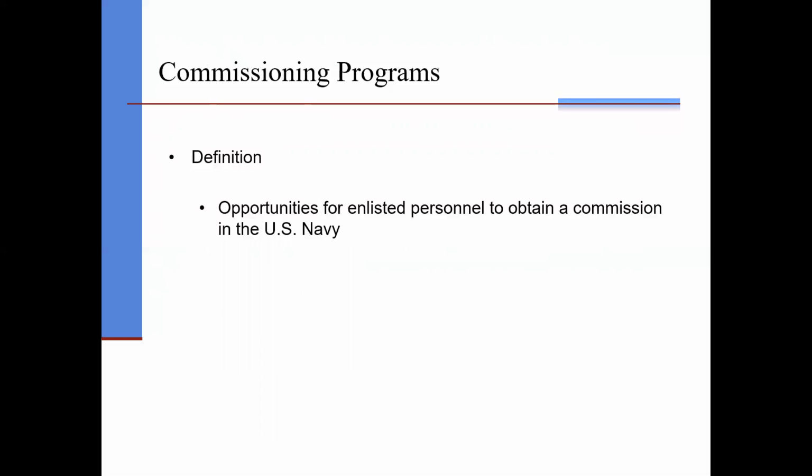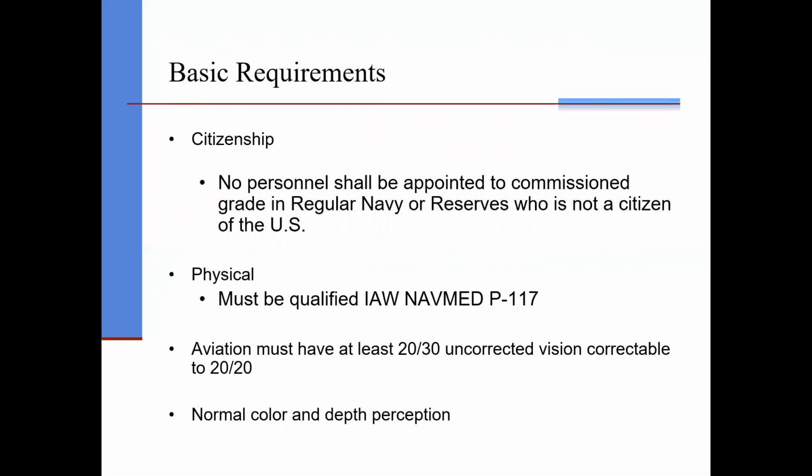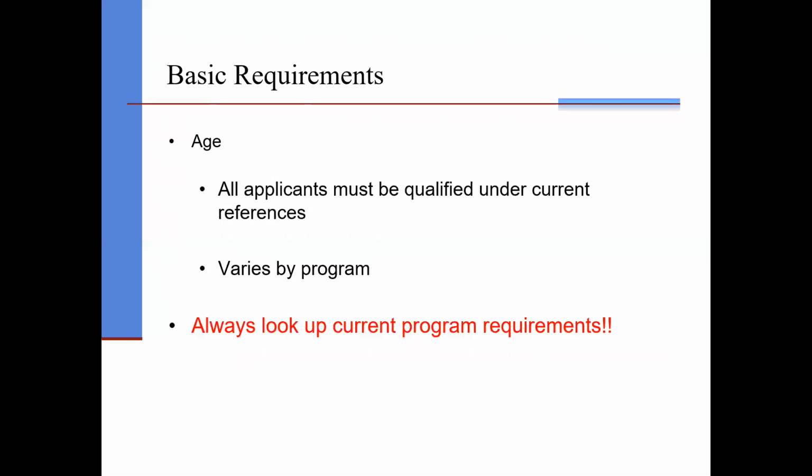Commissioning programs definition: opportunities for enlisted personnel to obtain a commission in the U.S. Navy. Basic requirements. Citizenship: no personnel shall be appointed to commissioned grade in the regular Navy or Reserve who is not a citizen of the U.S. Physical: must be qualified in accordance with NAVMED P-117. Aviation: must have at least 20/30 uncorrected vision, correctable to 20/20, and normal color and depth perception.